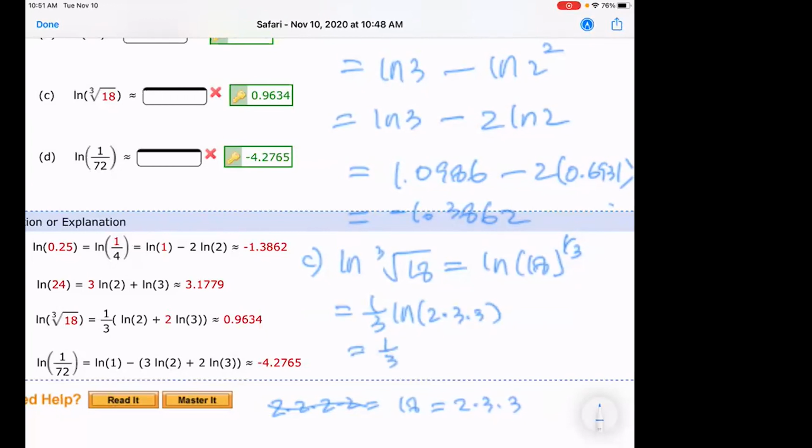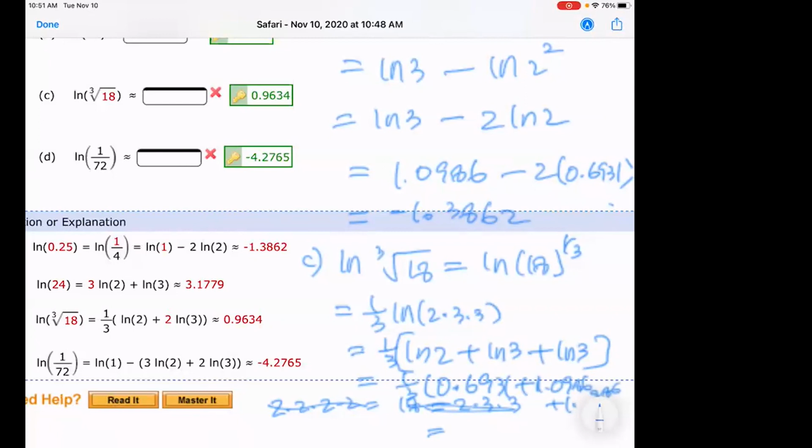So that means it's the same as 1/3 times natural log of 2 plus natural log of 3 plus natural log of 3. So it'd be 1/3. Natural log of 2 was what? 0.6931 plus 1.0986 plus 1.0986. When you do that, you get 0.9634. So you need to break that number into 2 and 3. All right. Any other homework problems you want me to go over?